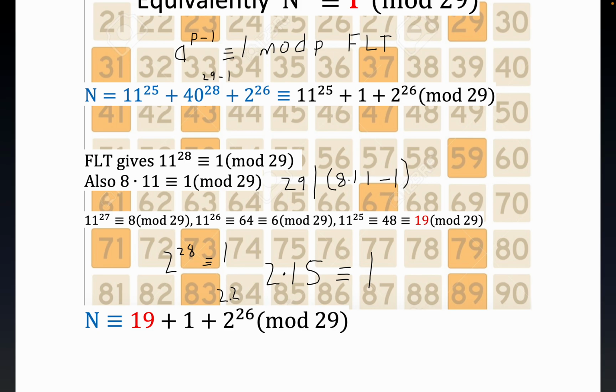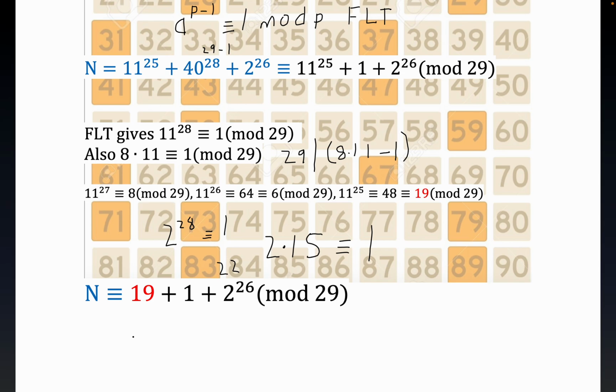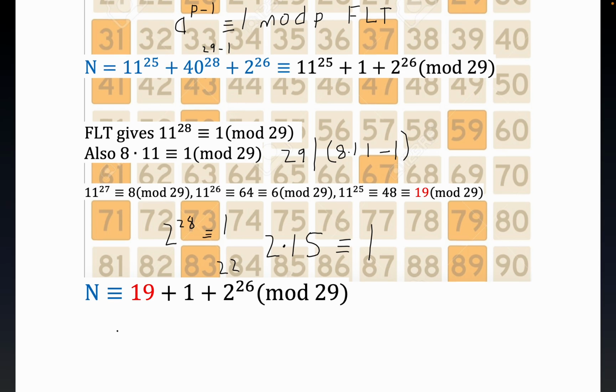Okay, so now let's keep going here. Now this is 19 plus 20, so this is congruent to n. We are interested in n squared, but we're just about done here. So 19 plus 1 is 20. This is 42, right? So 42 is congruent to 13, right? 42 minus 13 is 29. So let me write that down. So 42 is congruent to 13. Okay, so we get n is congruent to 13 mod 29.